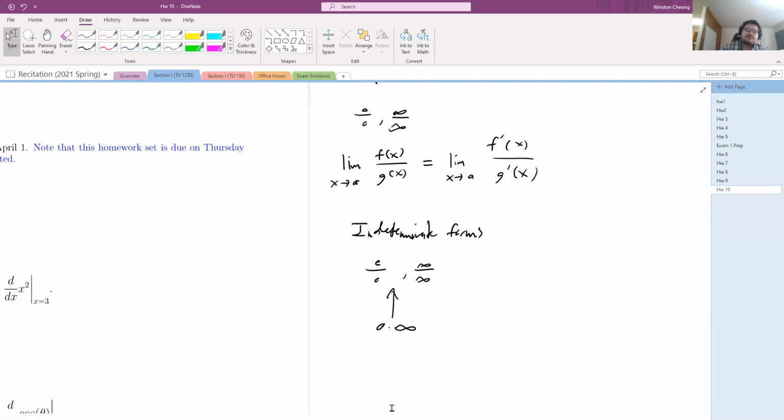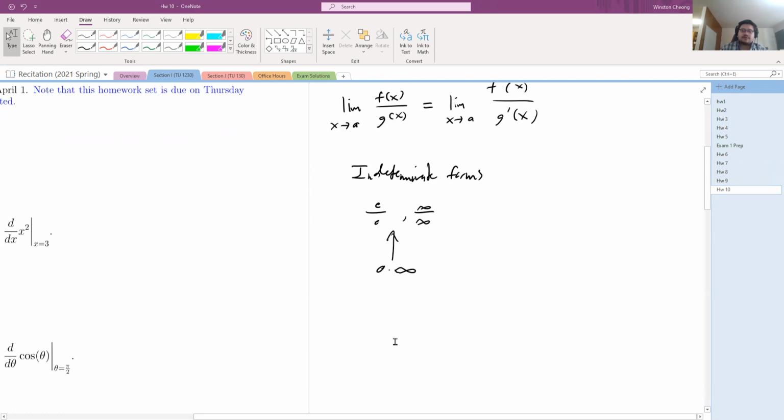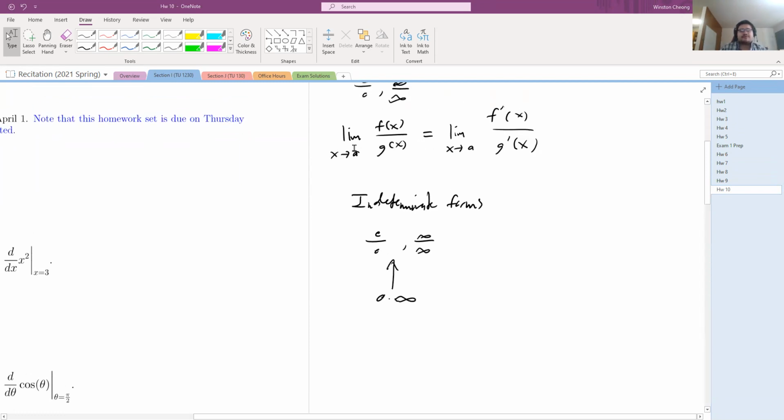So reciprocating will be one of the transformations that you do in order to get your limit into this form, so you'll be able to use L'Hopital. You'll see that on, I think, problems on the second page.